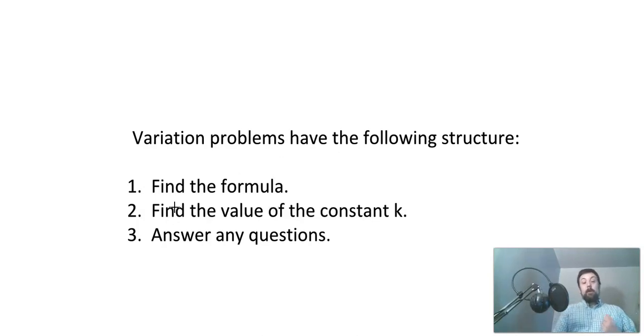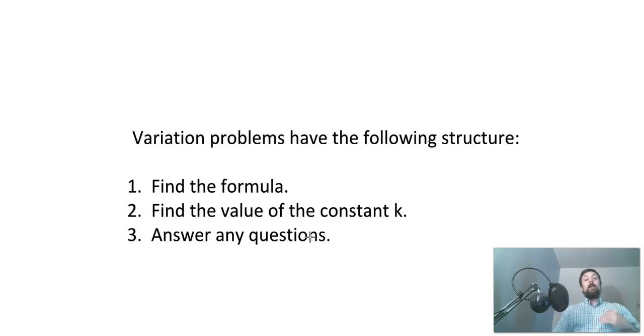Some problems are level 2 problems, where they ask you to find the value of the constant k and construct an equation. In order to get to level 2, you have to do level 1 first. If they're asking you to find the value of the constant k, first you have to find the formula that describes the relationship. Then you can do the work of finding what k is equal to. That's a level 2 problem. Some problems just stop at level 2. Once you find the value of the constant k, you're done. There's nothing else left to do on that problem.